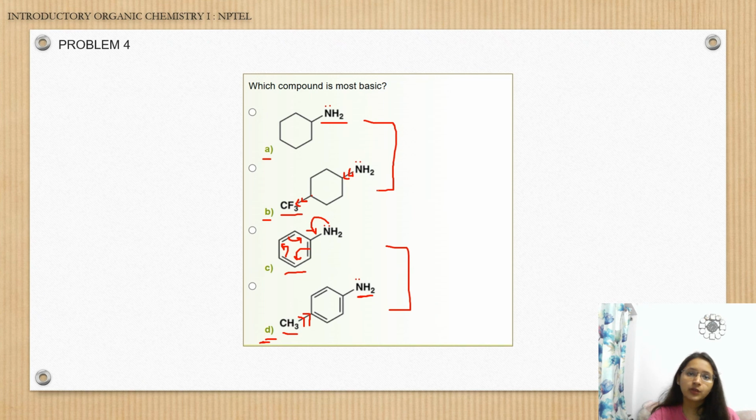Which is most basic? Then you can quickly say that A, cyclohexylamine, is more basic than this B. Why? Because CF3 is an electron withdrawing group and it is withdrawing the electrons towards itself. So now we have two species in hand, this A and this D. So if you have to compare A and D, which is most basic?